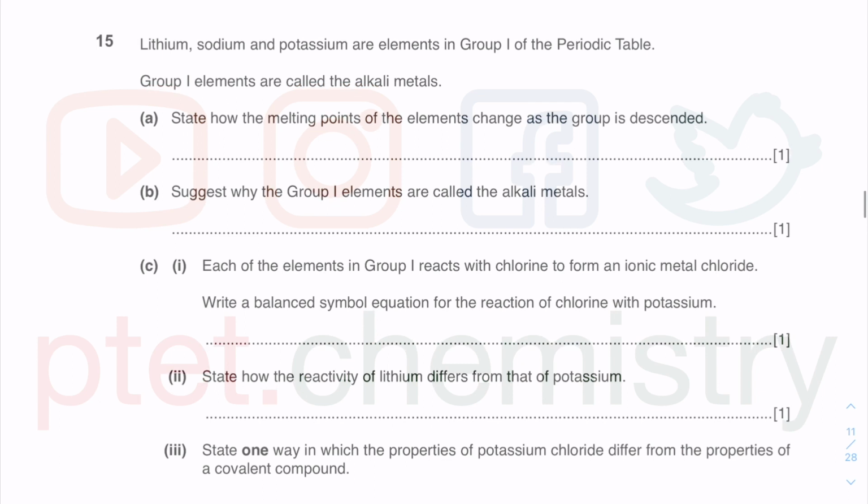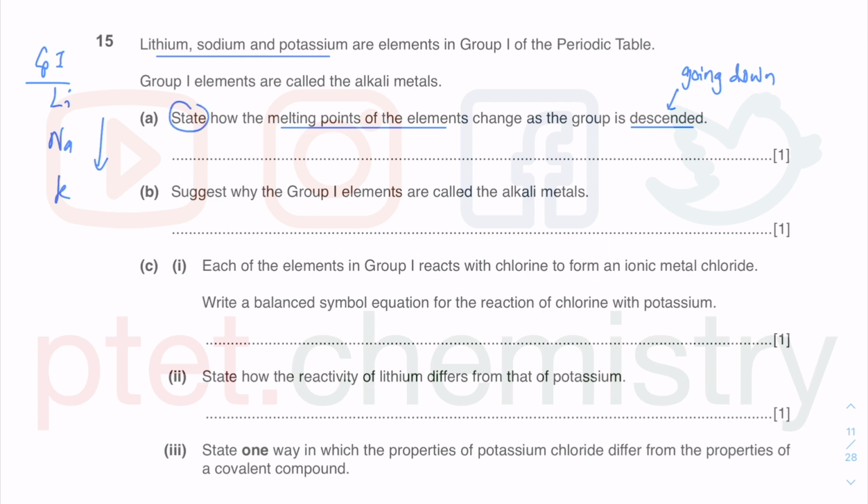Moving on to the next question. So again, it's about lithium, sodium, and potassium. So not too surprising. Hopefully you can see that group 1 chemistry type of questions are very, very popular. Descended meaning going down. So what happened to the melting point of the group 1 metals down the group?